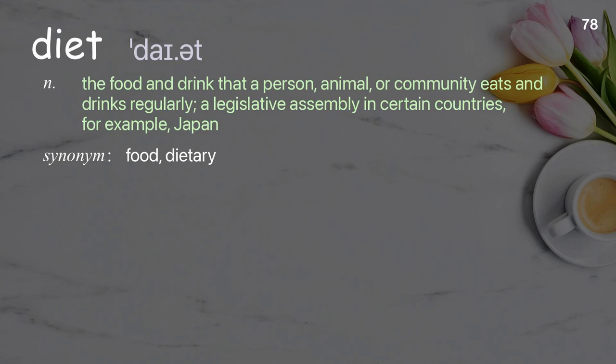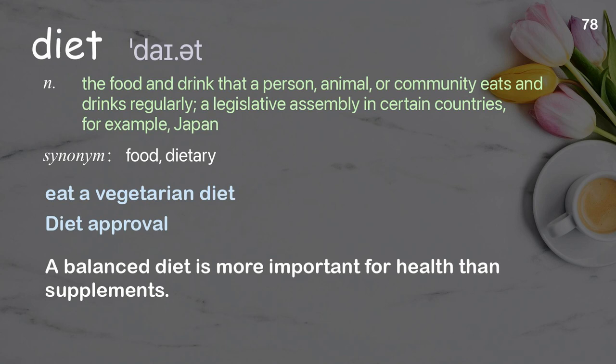Diet. The food and drink that a person, animal, or community eats and drinks regularly; a legislative assembly in certain countries, for example, Japan. Examples: eat a vegetarian diet. Diet approval. A balanced diet is more important for health than supplements.